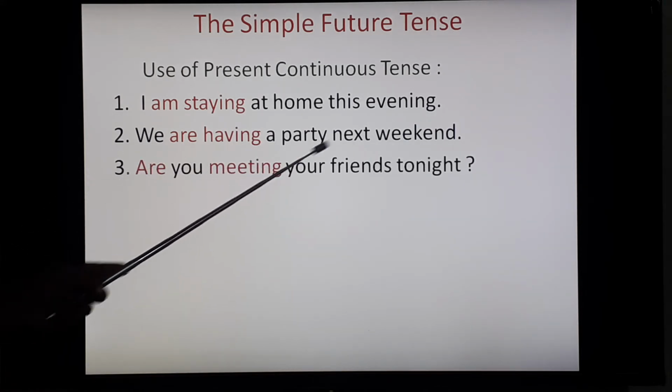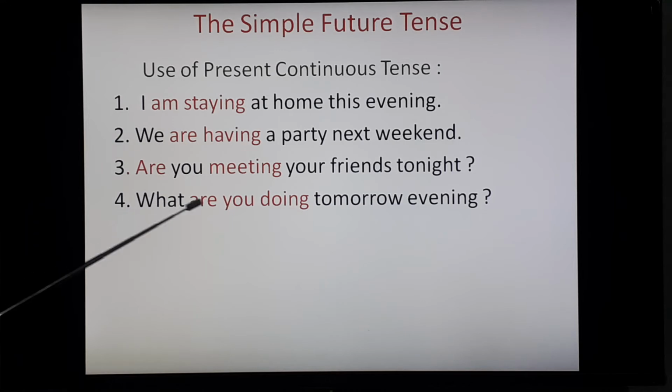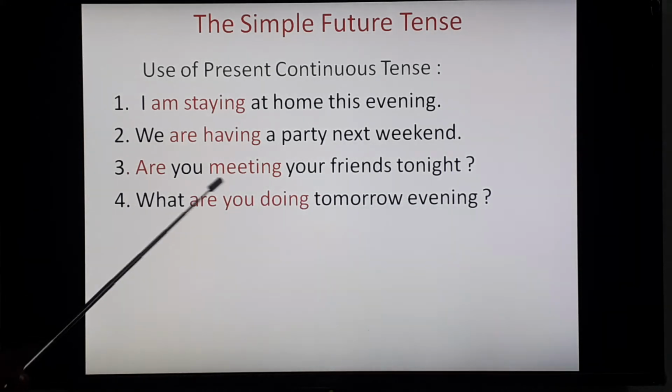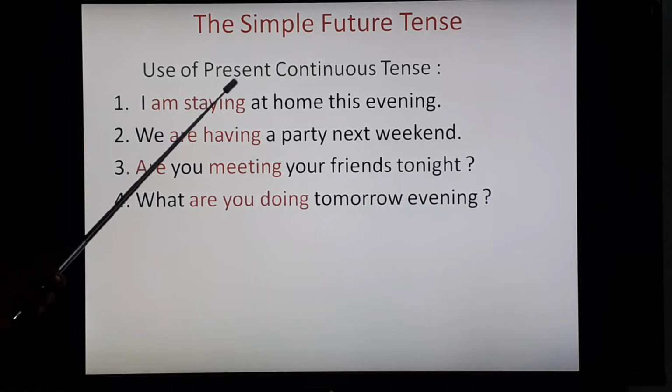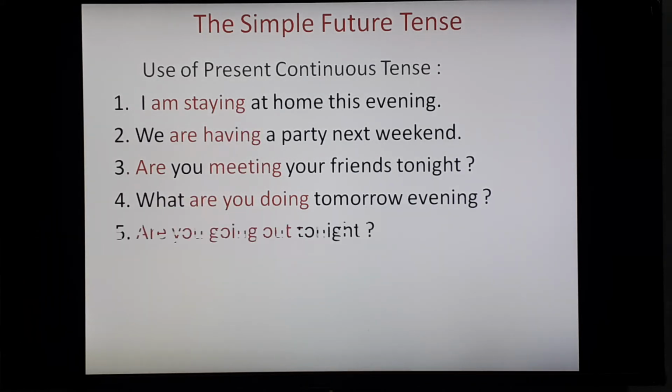Are you meeting your friends tonight? Are meeting. What are you doing tomorrow evening? Are doing. Present continuous tense. Are you going out tonight? Are going out.